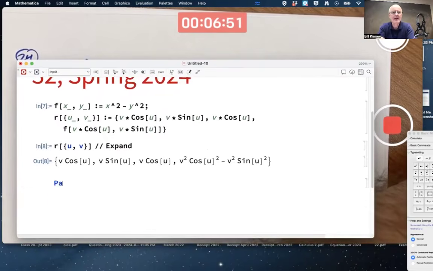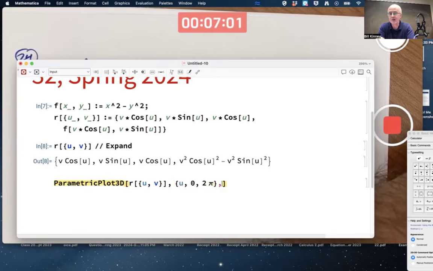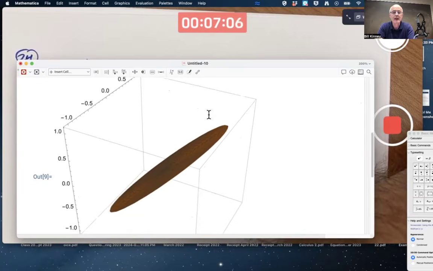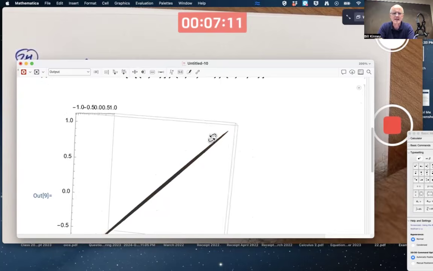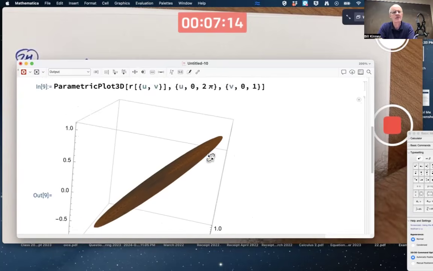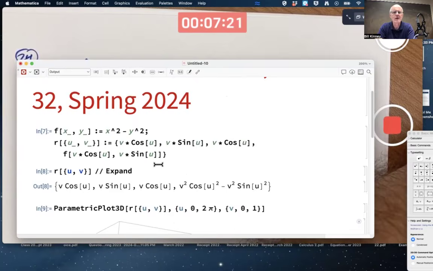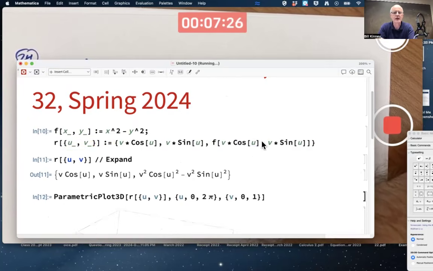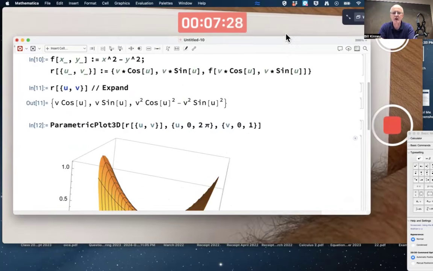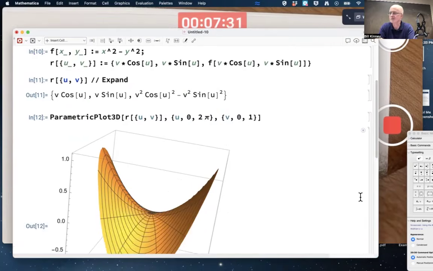If you want to see it, ParametricPlot3D is what to use. As u varies from 0 to 2 pi, getting the limits of integration right is essential, and v goes from 0 to 1. And it's part of the paraboloid. Looks like it's a plane. It should not be a plane. Where? Oh, here? Okay, thank you. There's the formula, and okay, yes. So it's part of the graph that looks like a saddle.